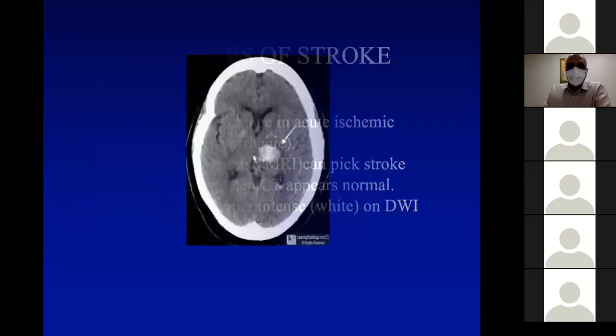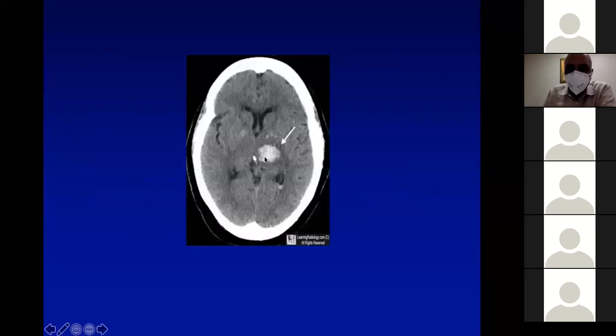Sorry. This is hemorrhage in the region of the left thalamus. So this is hemorrhagic stroke. Again, I could show you here that this is dissecting into the ventricular system, and there is blood accumulation within the ventricle, which is lying posteriorly.